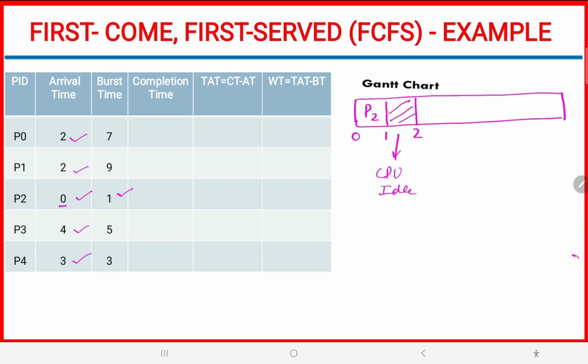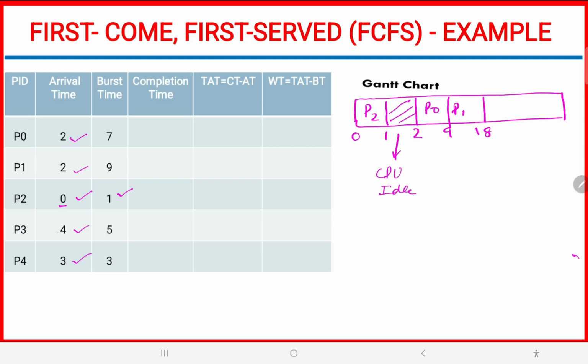So now we have two processes available in the system at time t equal to 2. Just like the previous scenario, as I've told you, the process which is shown first in the table, we are taking that into consideration first. So we are taking P0 first. P0 needs 7 milliseconds of CPU time. That means from t equal to 2 till the next 7 milliseconds, that is till 9, P0 is executing. Thereafter P1 executes for 9 milliseconds, that means from 9 till 18 it is P1 which has the access of CPU.